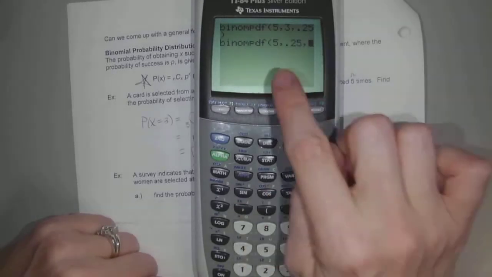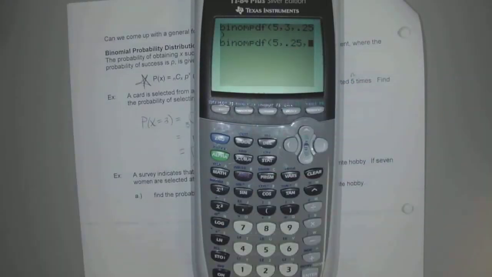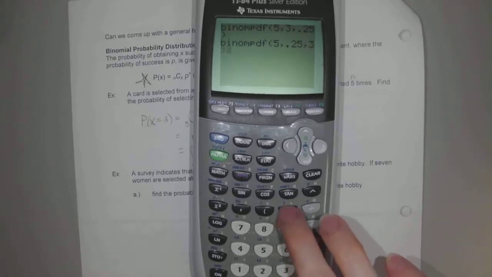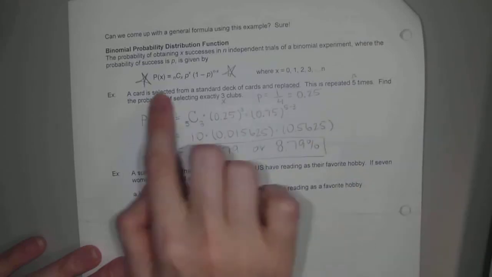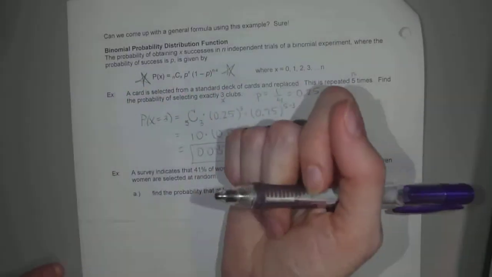The reason they do that is because this is always consistent. You're always pulling 5. The probability of success is always 25%. How many you care about getting can change, so I think that's why they have it as the last thing. We care about getting 3. And notice that it gives us exactly what we have. We didn't have to use the formula at all. That will be true on the test. I will give you the formula on the formula sheet, so worst case scenario, if you forget how to do it in your calculator, you can do it using the formula. But your calculator will tell you as well.